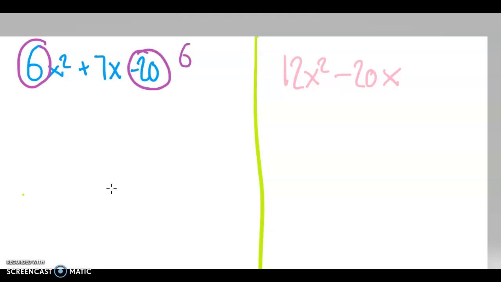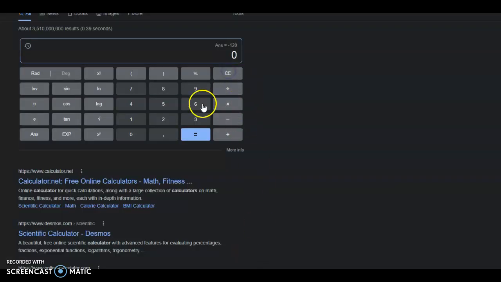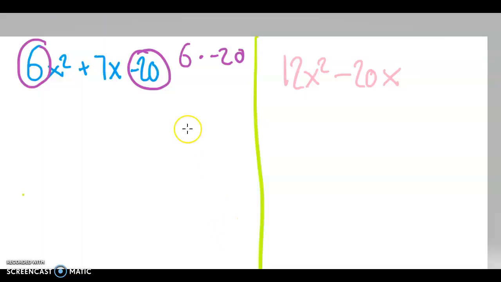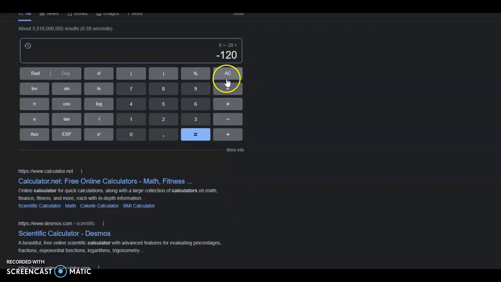So we multiply 6 times negative 20. If we plug this into our calculator, we would get the answer of negative 120. Now, two multiples of negative 120 are negative 8 and positive 15. To confirm this, we can check with the calculator again.